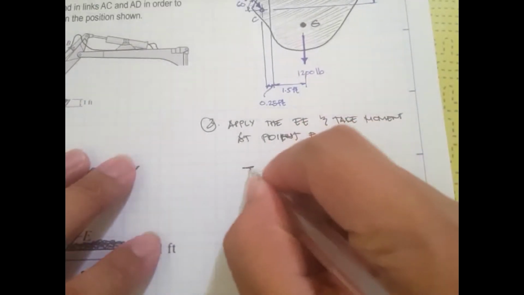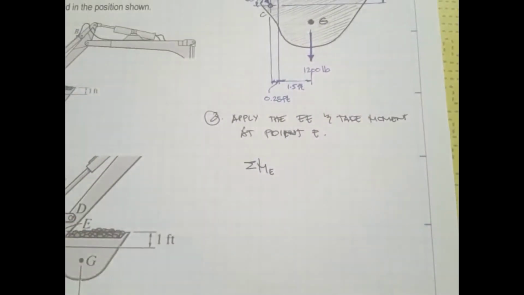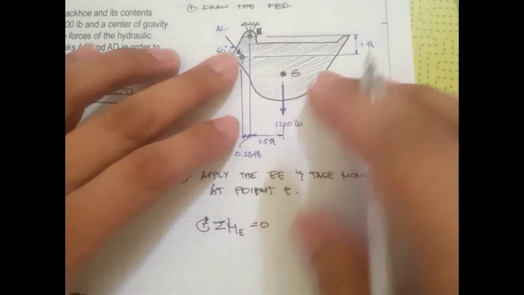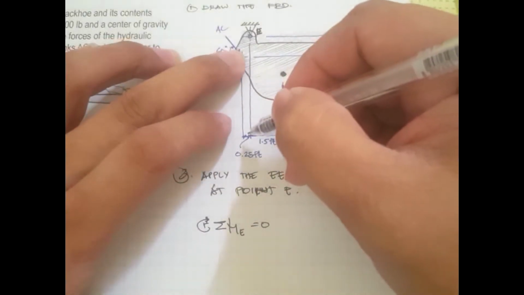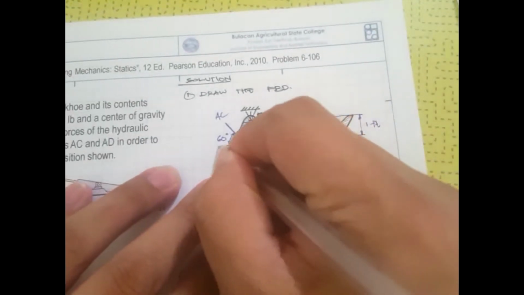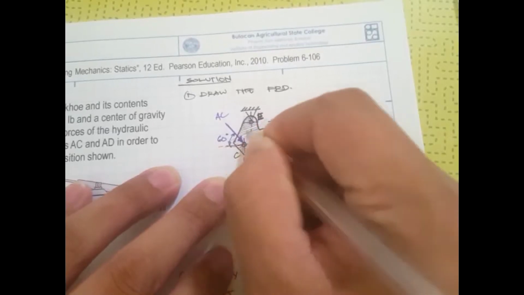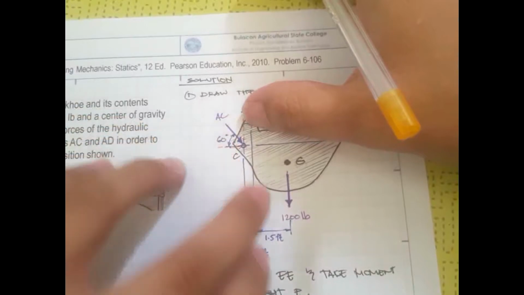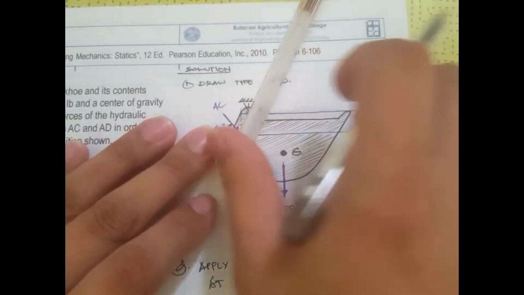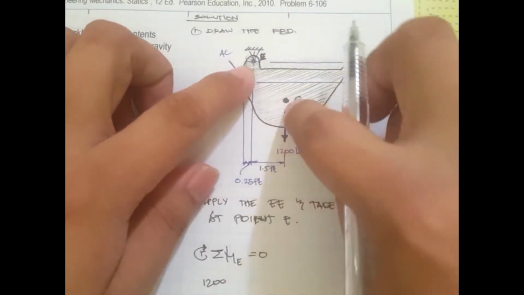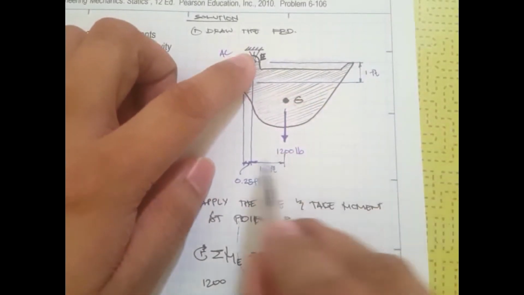Okay, so summation of moment at E is equal to 0. So let's assume clockwise direction is positive. So this is clockwise, and the force AC, right? With respect to E, these are all counterclockwise. Okay, so this will be 1,200 times the moment arm of 1.5.